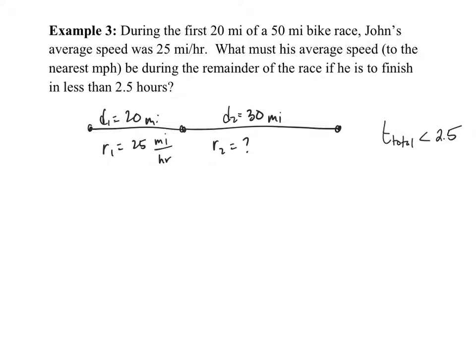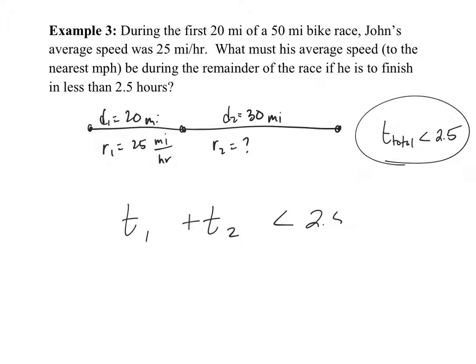Next. What do you think would be a useful technique in this problem? Since I'm looking at times, I'm looking at a time restriction. What should I do with my D equals RT formula? If I'm looking for time, what do you think I should do? Time equals distance over rate. So solve for T. Again, I have a time restriction. The total time is 2.5 hours. So it would make sense to say this. That would also make sense because what's the total time? It's the sum of time 1 and time 2.